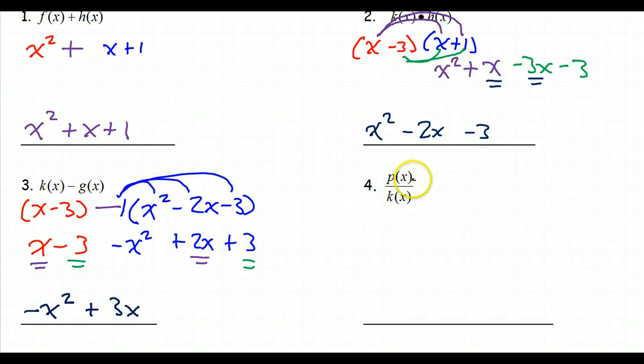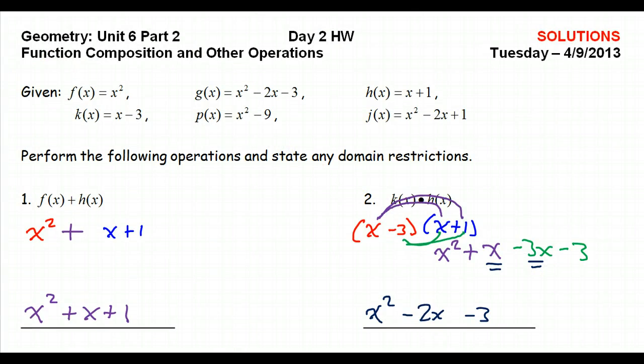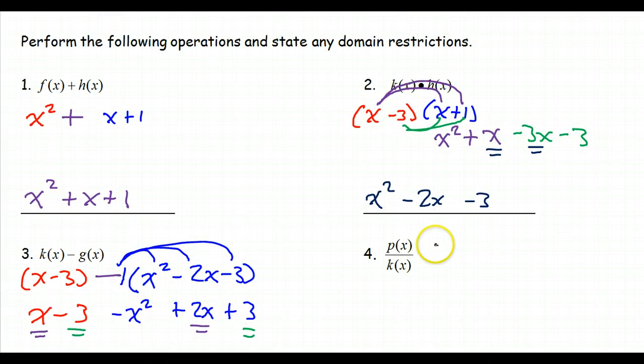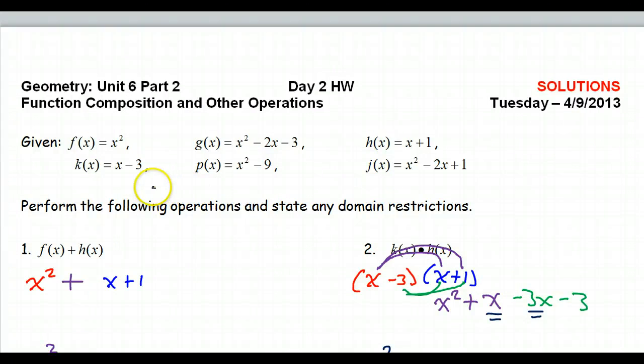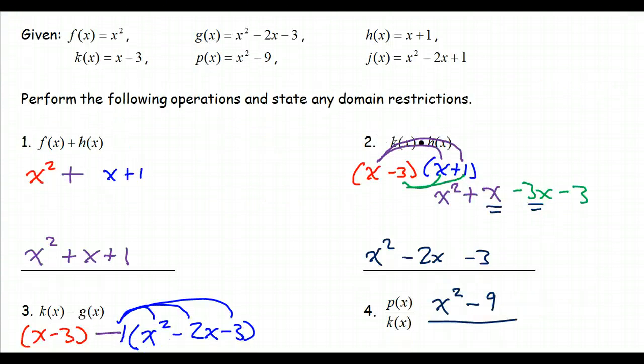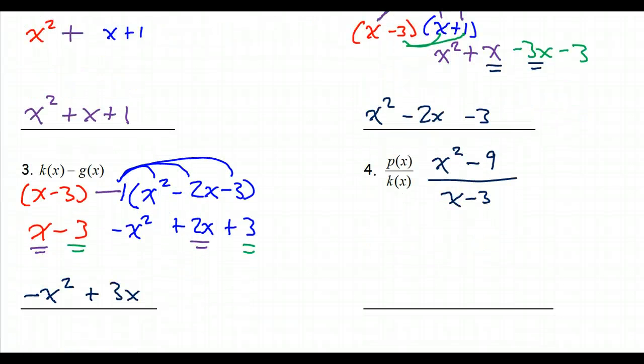Now, number 4, this division, we've got this fraction. Let's set it up. P of x goes in the top, so that's x squared minus 9. Okay, so fine, x squared minus 9, now over k of x, and k is x minus 3. Okay, so this is one form of the answer, but this can be simplified.